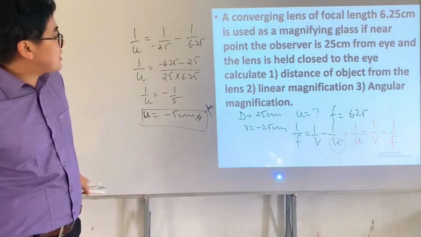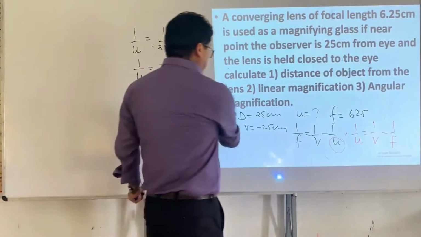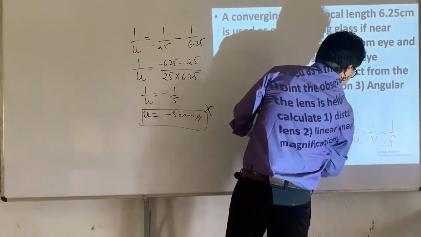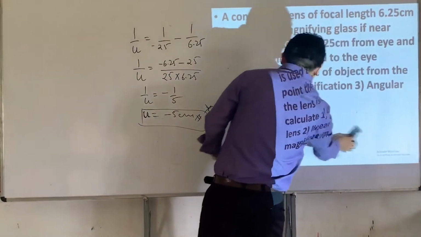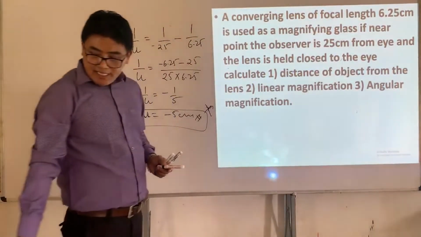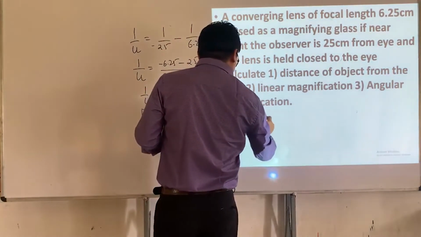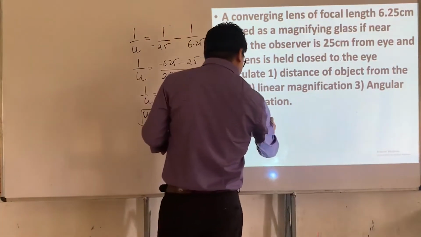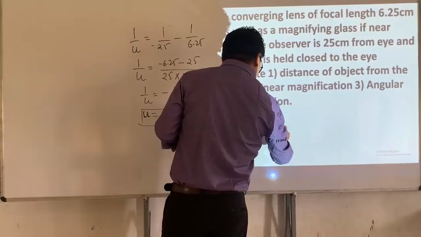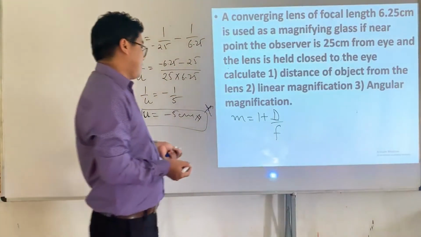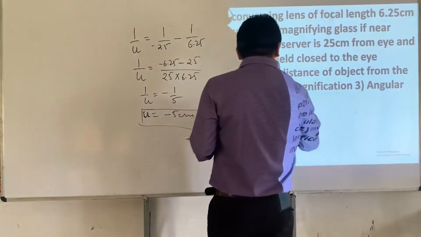This is the first problem, and the second problem is: what is the linear magnification? So linear magnification is equal to 1 plus G by F. And how much is that?